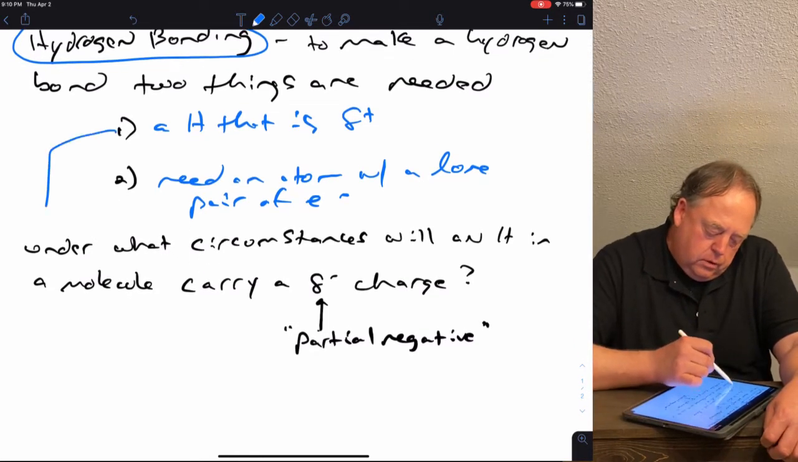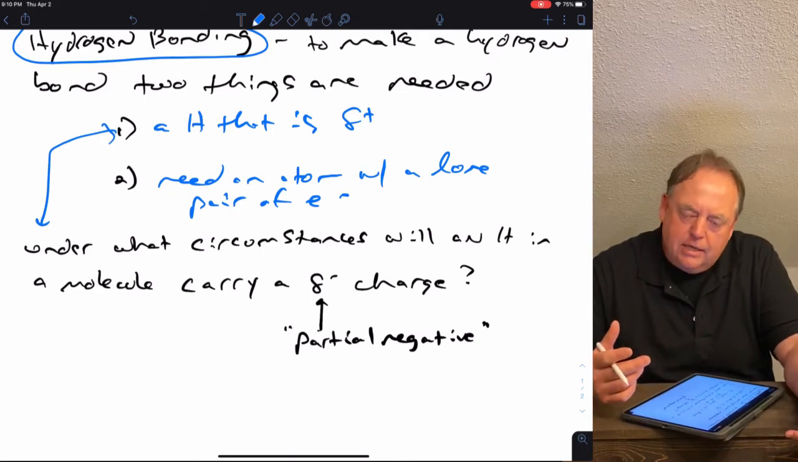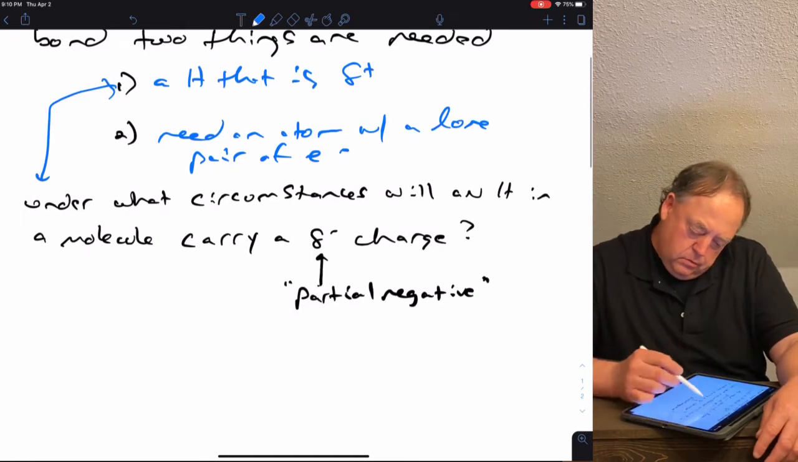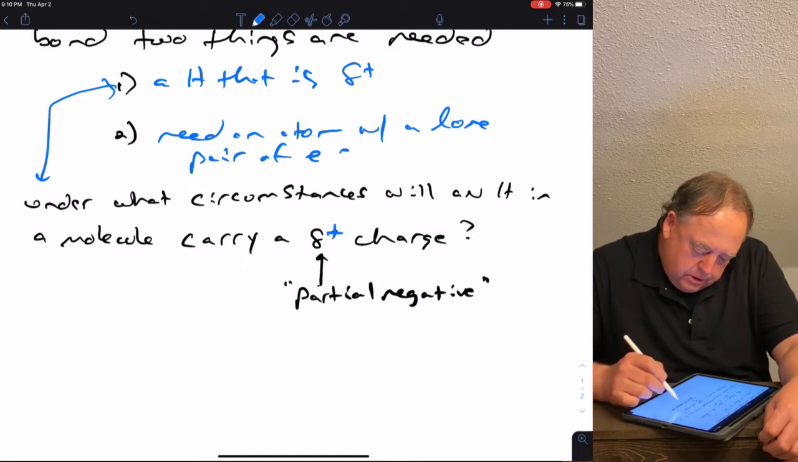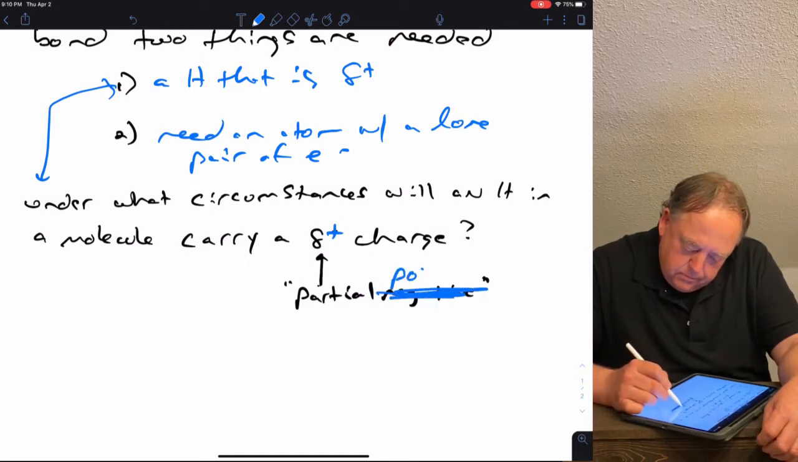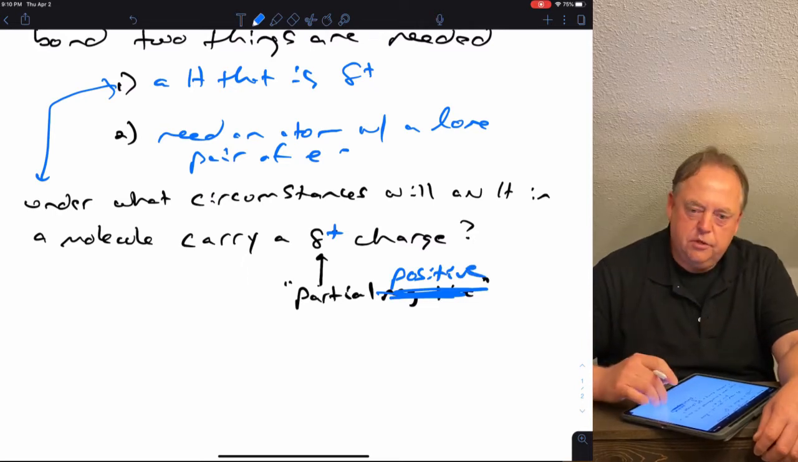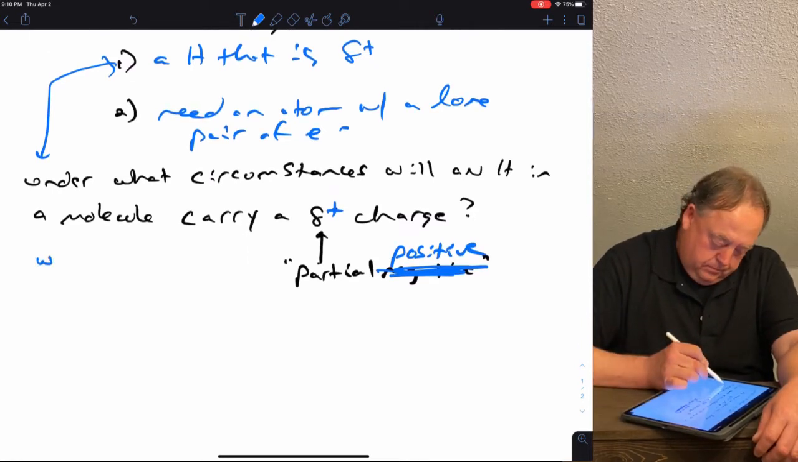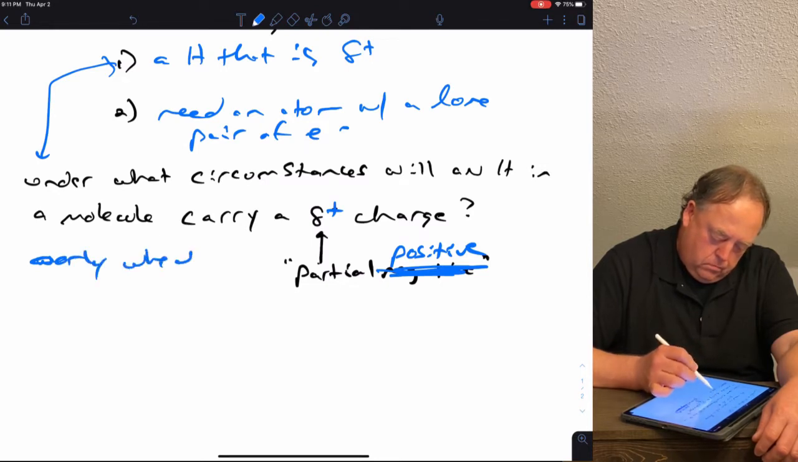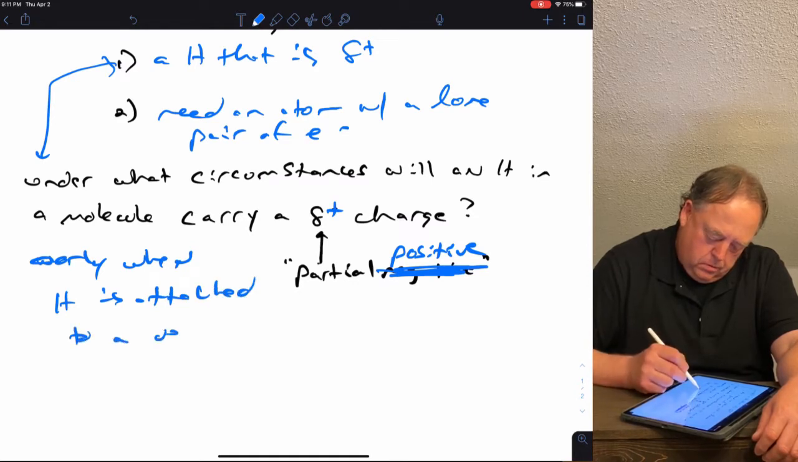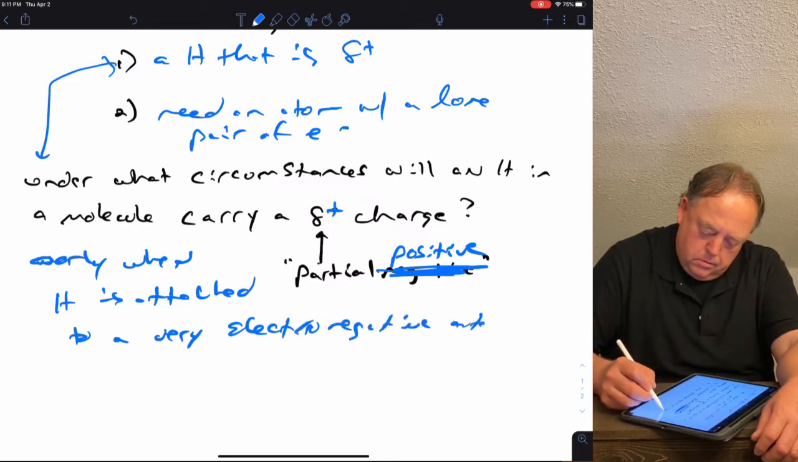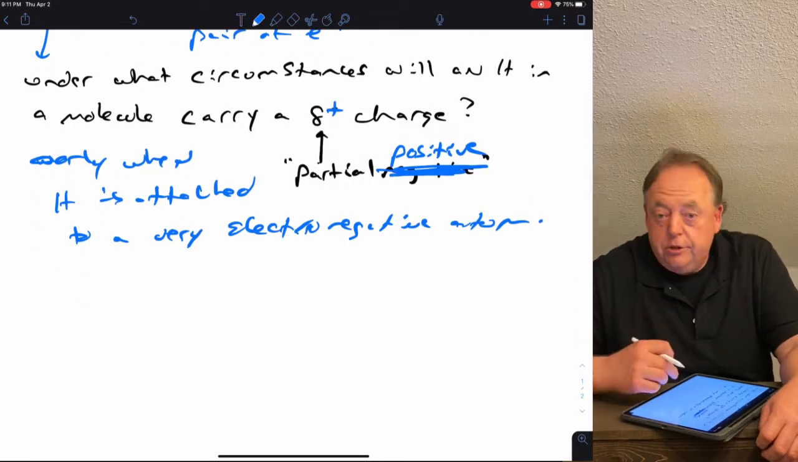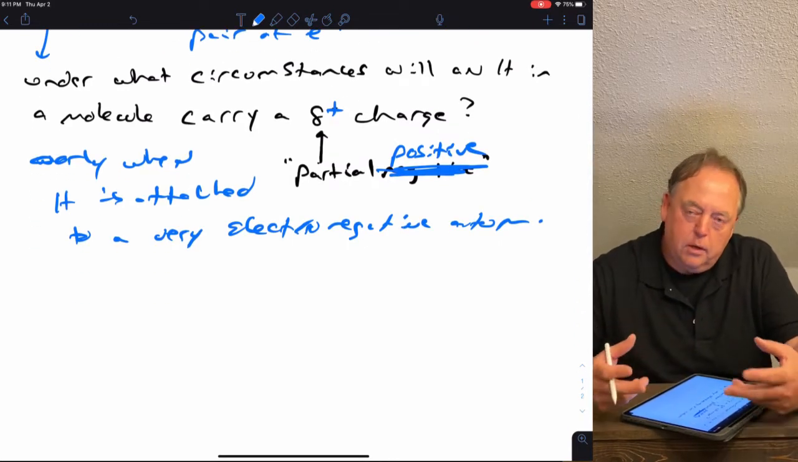Okay, so under what circumstances will a hydrogen have a partial positive charge? Under what circumstances will hydrogen in the molecule have a partial positive charge? Well, it will only have a partial positive charge if it's attached to something that's very electronegative, that's more electronegative than itself.